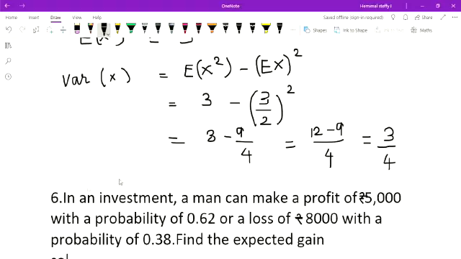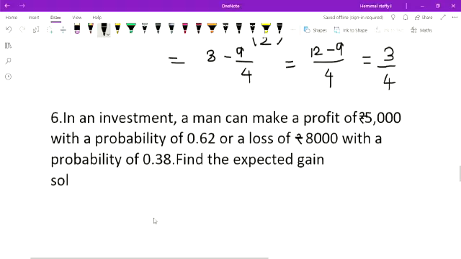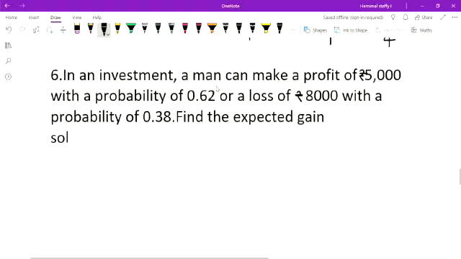Is it clear? The next sixth sum: in an investment, a man can make a profit of rupees 5,000 with a probability of 0.62 or a loss of rupees 8,000 with a probability of 0.38. Find the expected gain. You know that profit and loss are given. First I am going to draw the table. X and probability of x I am going to write.